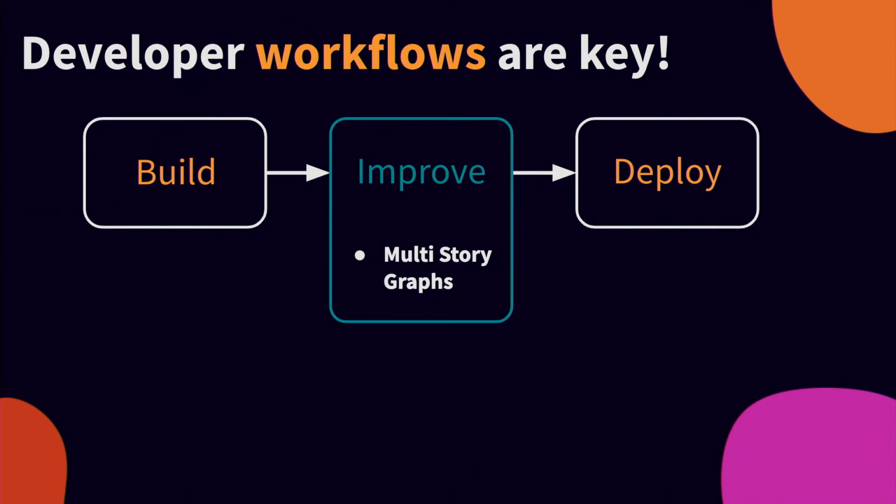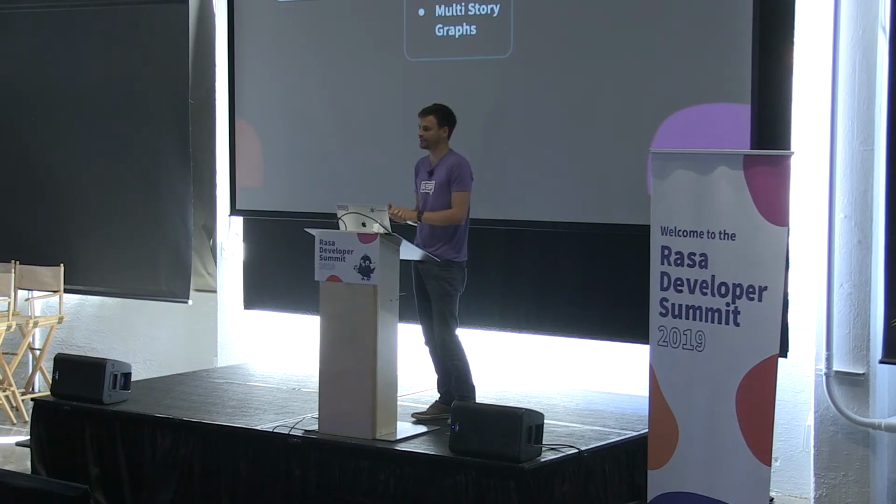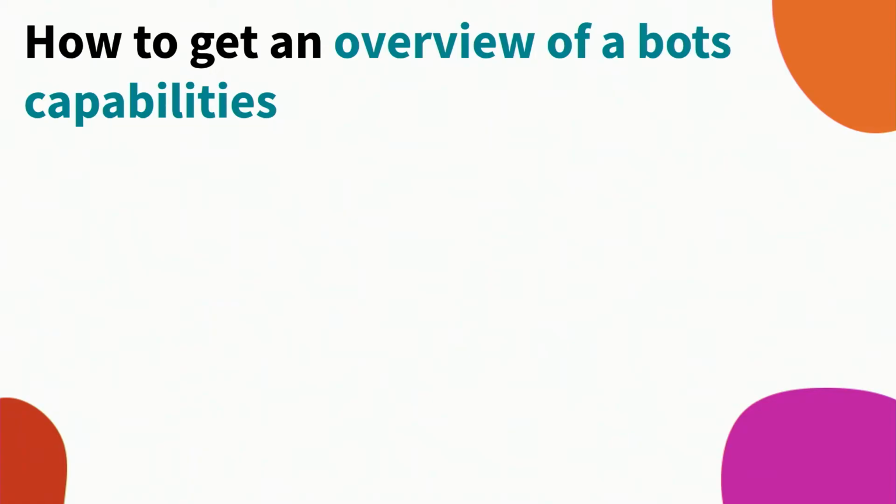And now I want to take a closer look at improve. A key feature there is multi-story graphs. So we have been using visualizations for stories before, right? We did that on the command line. We did that in interactive learning in Rasa, and we've also added them to Rasa X. And all of that is focusing on how to get an overview of a bot's capability. So how can you make sure you know what your bot is going to do?